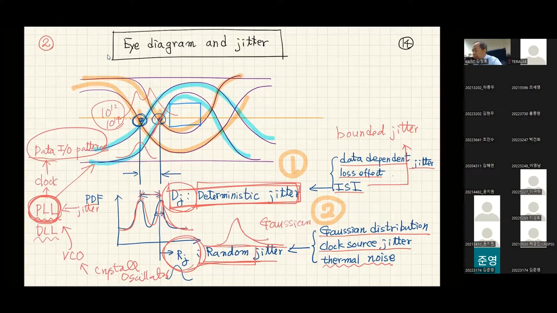And if you want to make a higher and higher data rate between GPU and memory, you will have strong pressure to reduce this deterministic jitter and random jitter. For example, if you are designing a package for your GPU or DRAM, you have to control the temperature of your system. You have to keep it below certain levels, and then you're going to reduce the random jitter. If your system has so much deterministic jitter, you have to control the ISI effect, power supply noise and crosstalk.